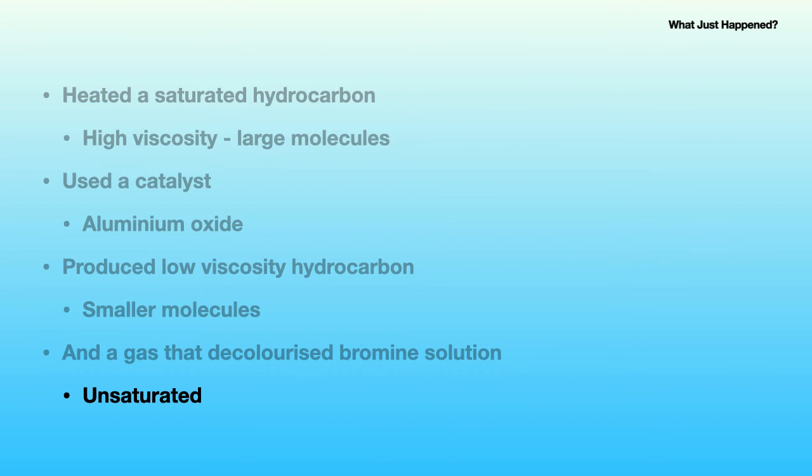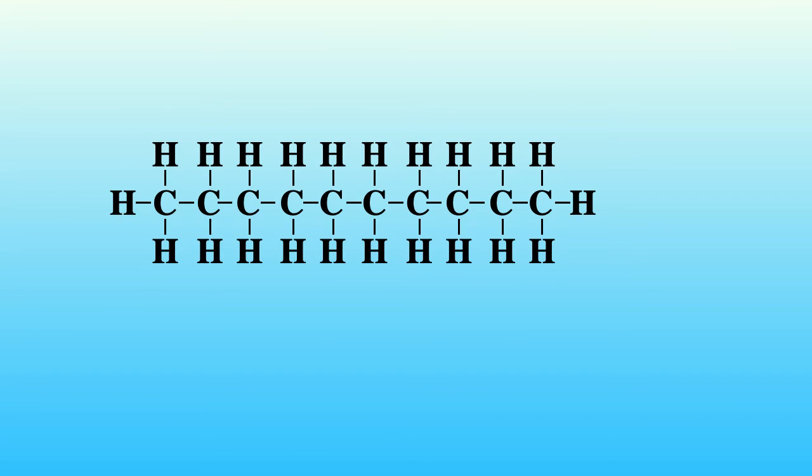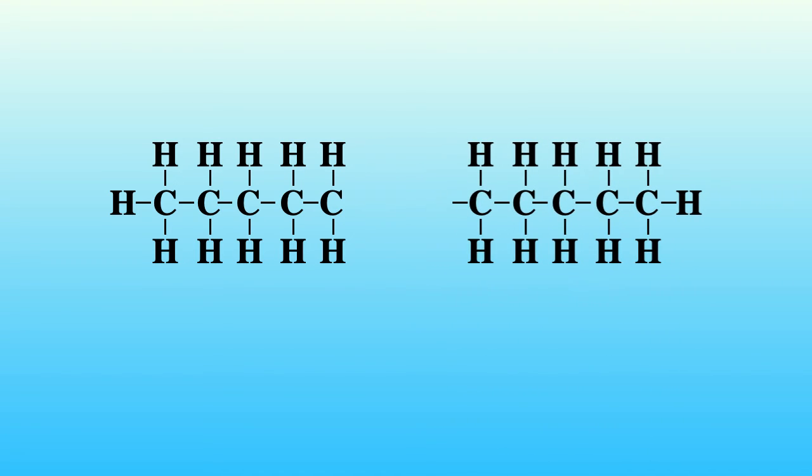Okay, let's see what's going on in terms of molecules here. Let's assume we crack decane. That's decane there. Single bonds only, 10 carbons, 22 hydrogens. That is an alkane. Okay, let's suppose we heat that with aluminium oxide and it breaks the molecule, like that.